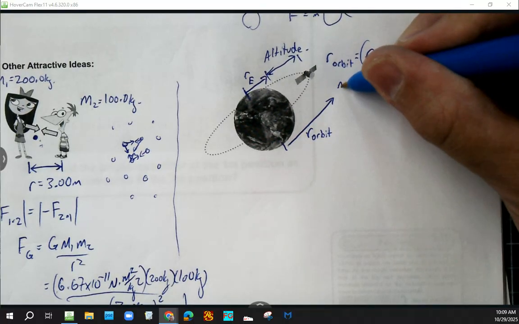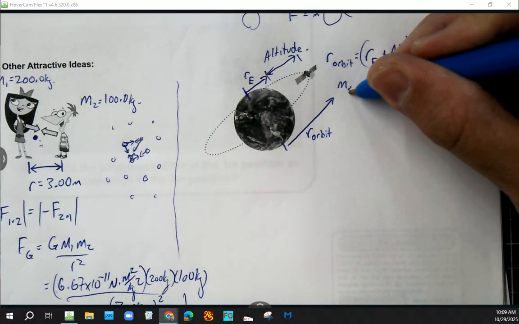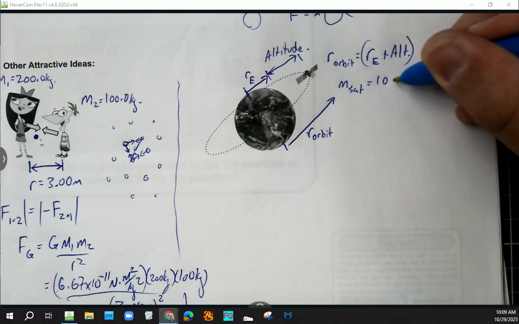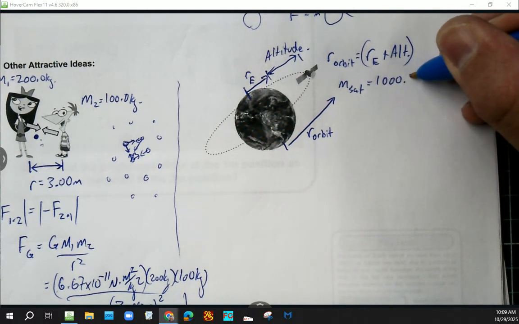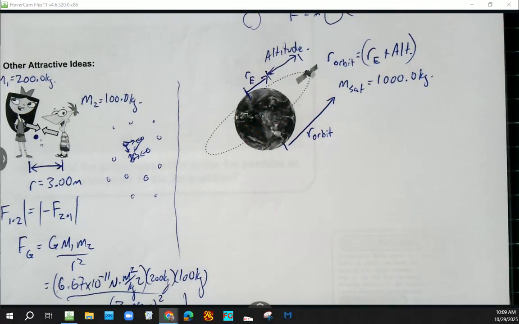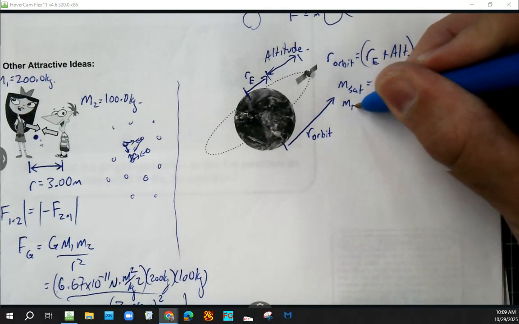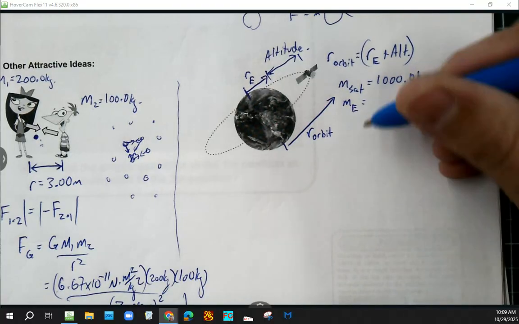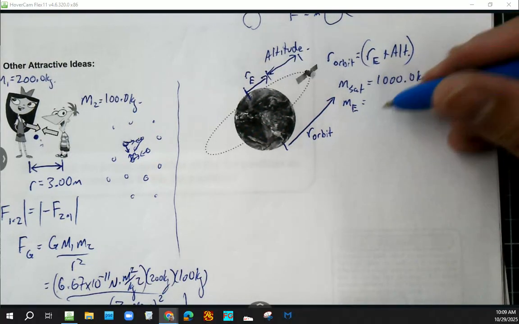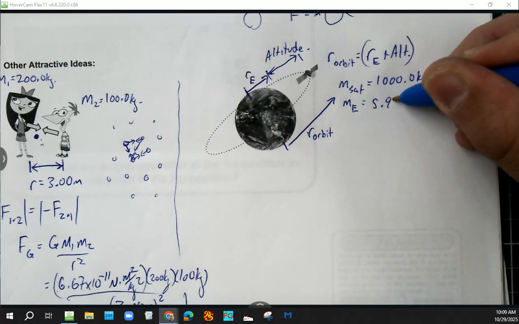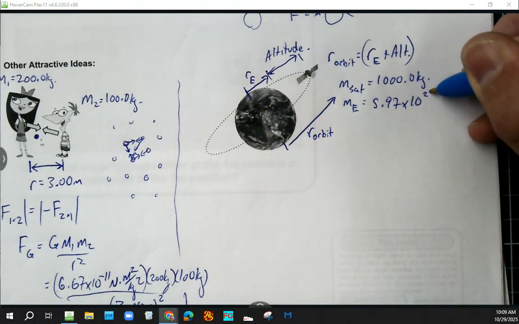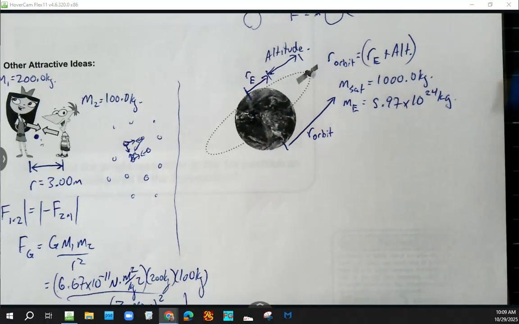And I was asking a student one time, what would be a reasonable mass for a satellite? I had a student who was really into space stuff. He said, oh, about 1,000 kilograms isn't a terrible mass for a large satellite, a telecommunication satellite maybe. And of course, I know that these masses can change as technology changes. But we're going to say that the mass of the Earth is about 5.97 times 10 to the power of 24 kilograms. We looked that up already.